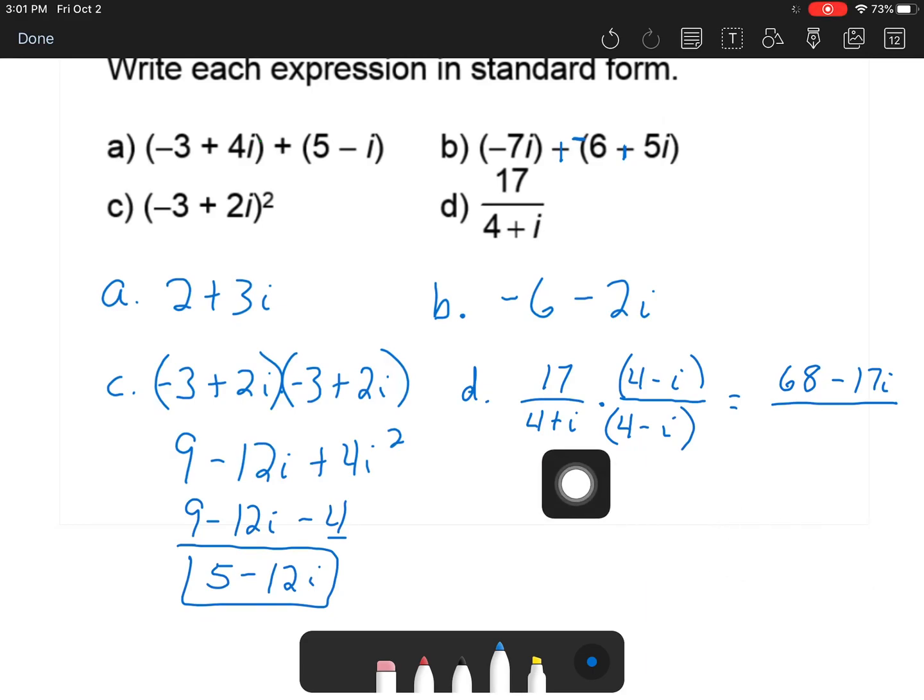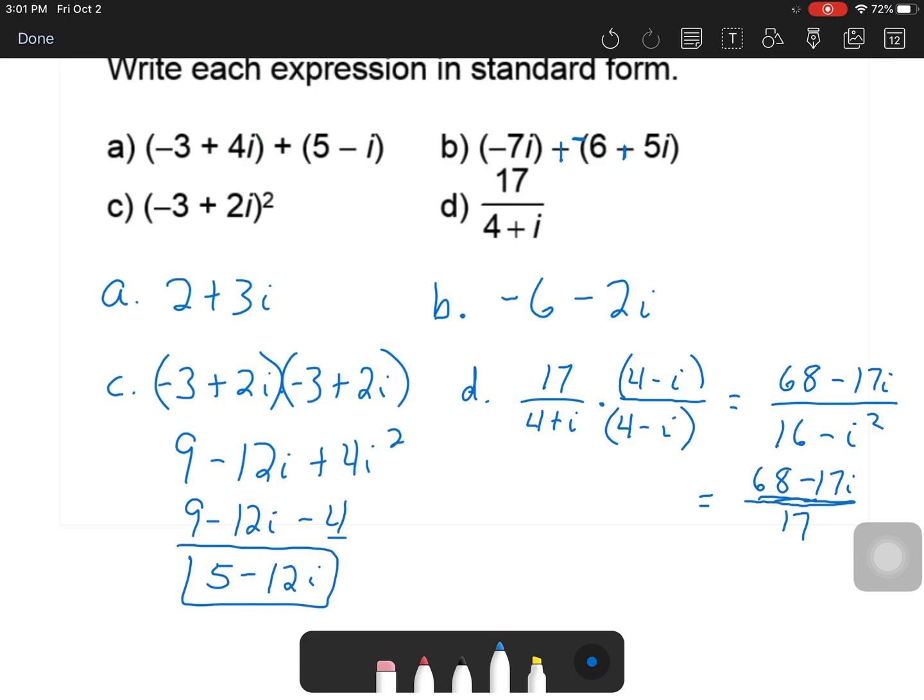And on the bottom, we're going to basically FOIL this out, but because they're conjugates, the outer and inner products cancel. You get -4i, +4i. So you just go 4 times 4, 16, and then i times -i is minus i squared. And remember, minus i squared is going to be the same thing as +1, because i squared is -1, so it's like 16 minus -1. So on the bottom, 16 minus -1 is 17, and then we've got 68 minus 17i on top.